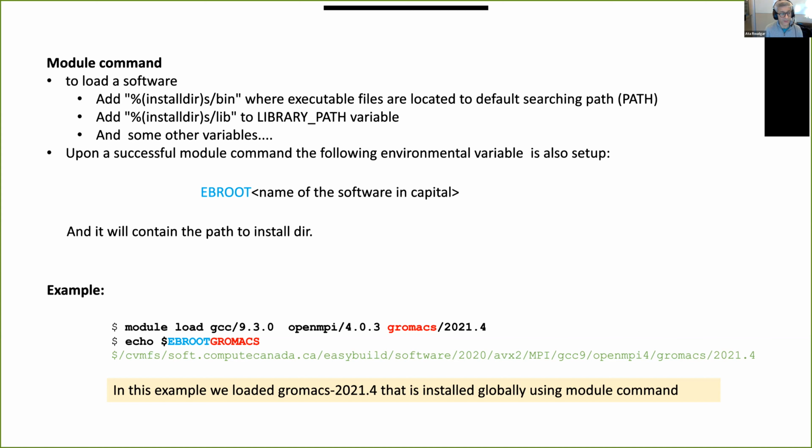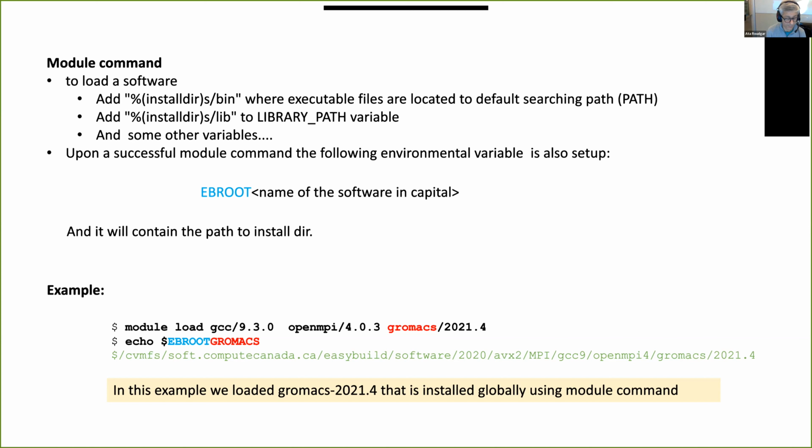But something that is very interesting for us for today is that when you do a successful module command, there is an environmental variable set for you, which is called EBROOT, followed by the name of the software in capital. If you display the content of this environmental variable, it would be the path to the install directory.